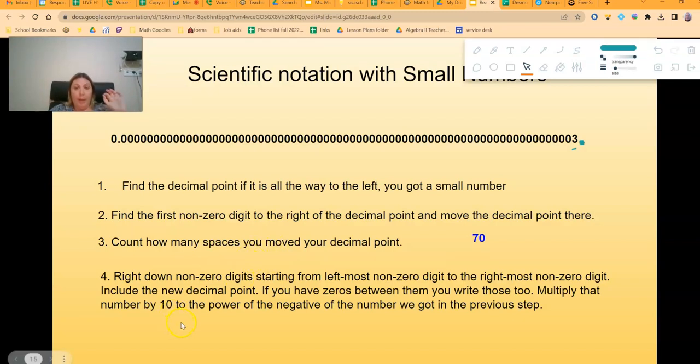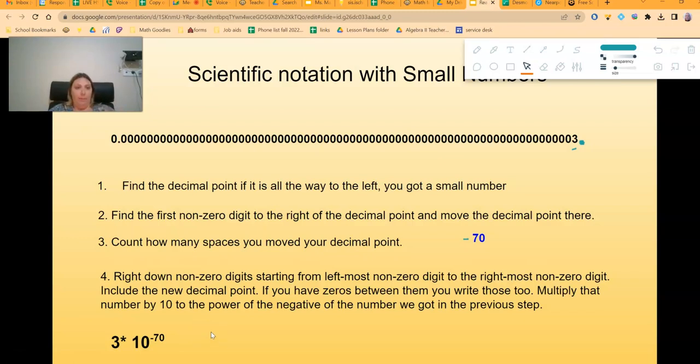Now we multiply that by 10, just like the last time, times this power, except we're going to put a negative sign in front of the power once we put it in. So we're going to have 3 times 10 to the negative 70. So, to recap, when you have a big number, you're going to have a positive exponent over here. When you have a small number, you're going to have a negative exponent over here.